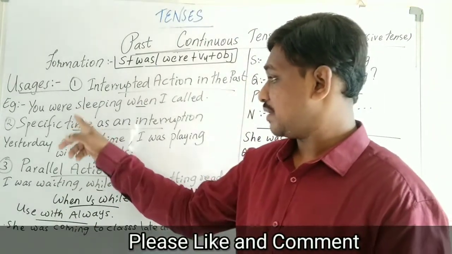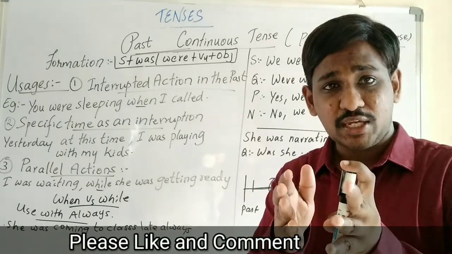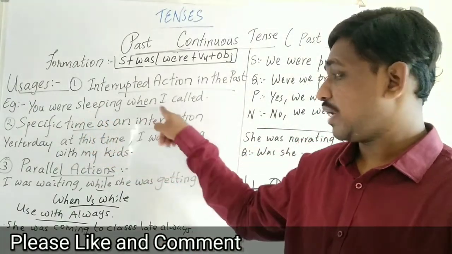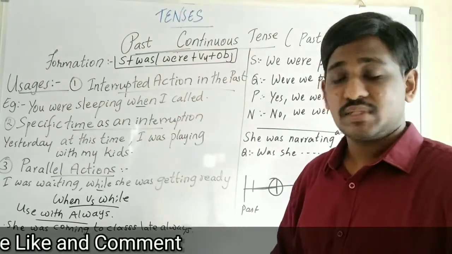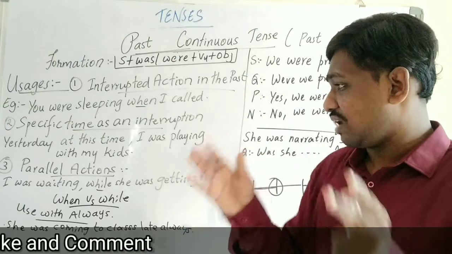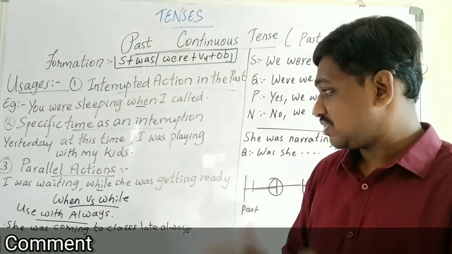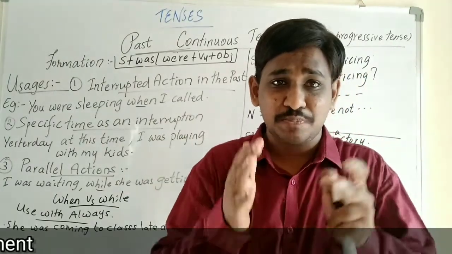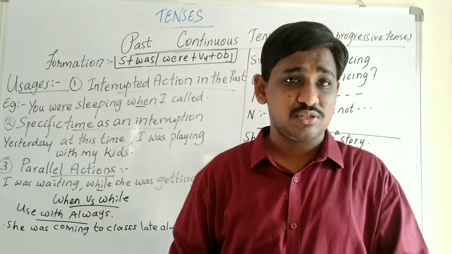So let us see some examples. You were sleeping when I called. So you could not pick up the call. Interrupted action. Second one: specific time as an interruption. You specially mention the time. Yesterday at this time I was playing with my kids. You're specifying the time. This time yesterday, I was playing with my kids.